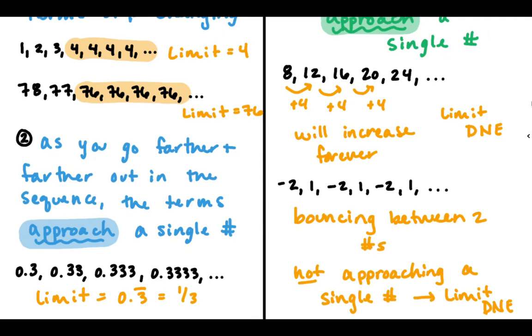Okay, so long story short, if you approach a single number, the limit exists. If you do not approach a single number, the limit does not exist.